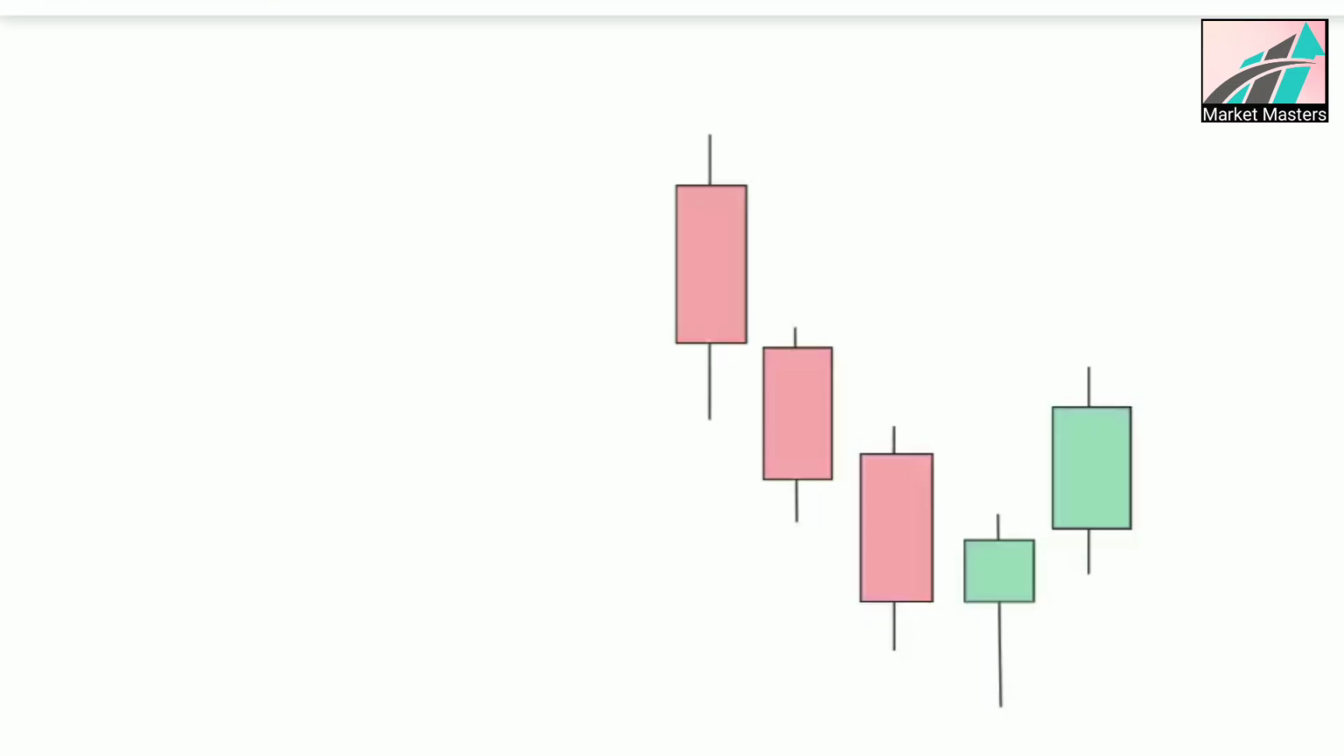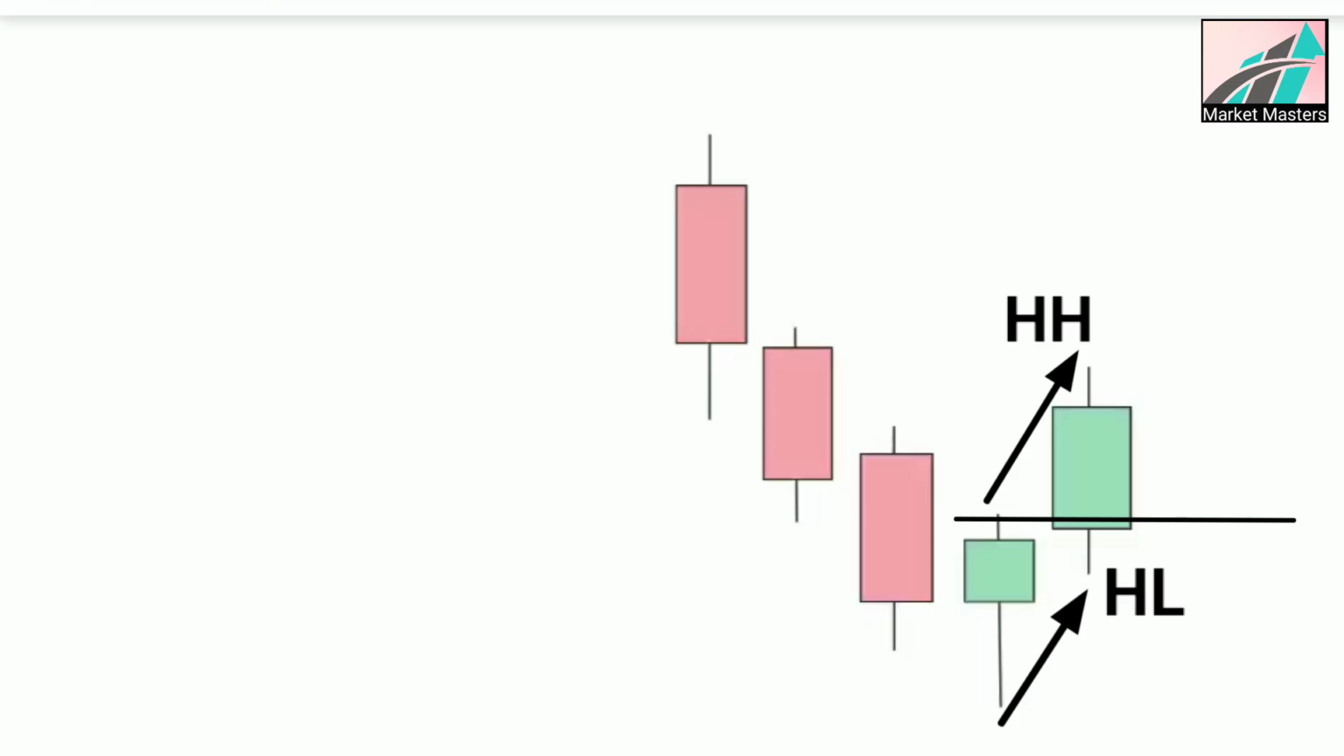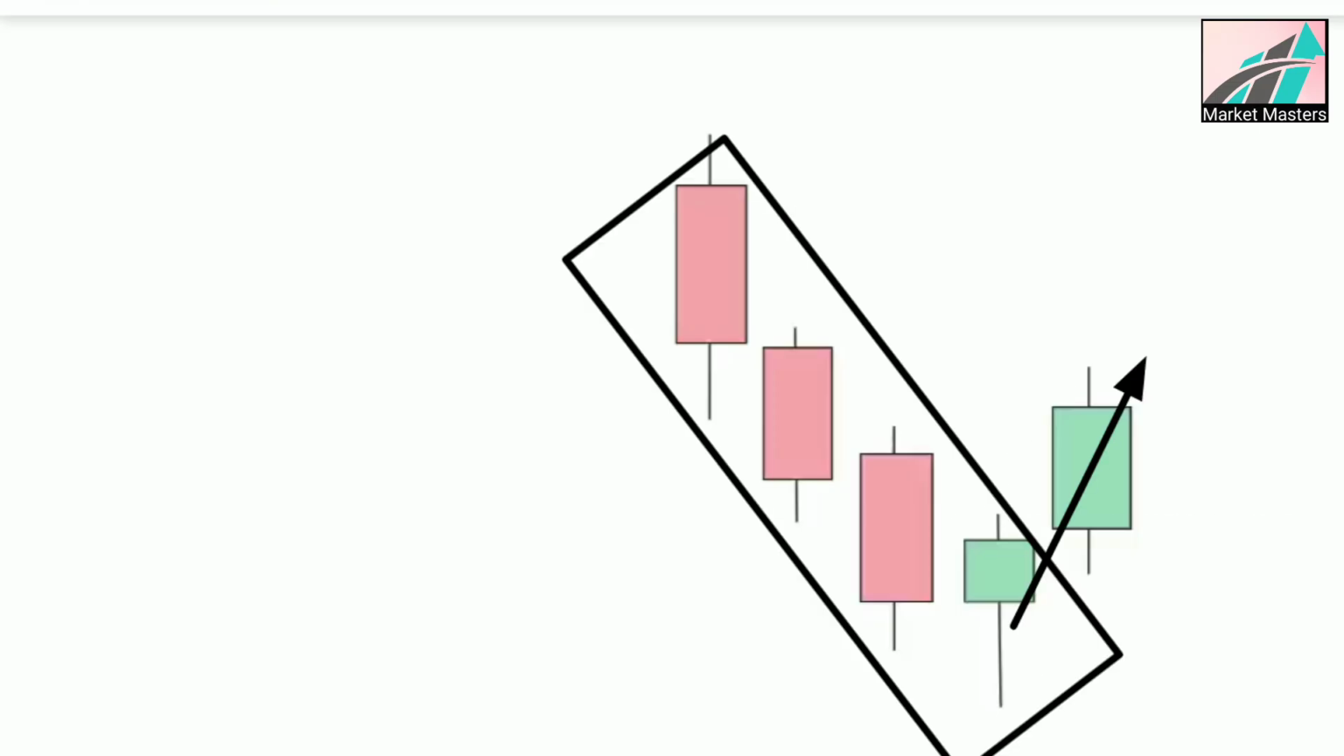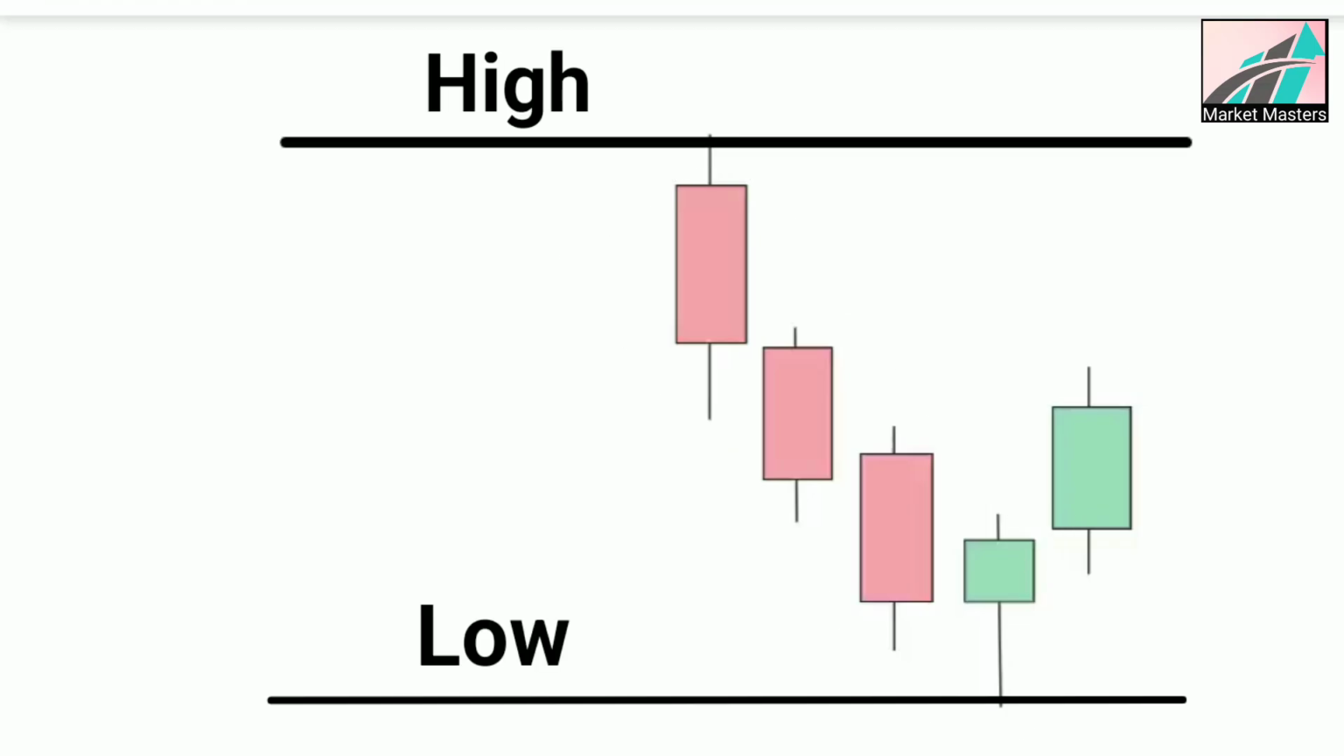After this hammer candle, the next green candle breaks the high of the hammer and forms a higher high. Also, its low is higher than the previous hammer's low. From a candle by candle perspective, this makes a trend change. We are analyzing the structure candle by candle, observing small shifts in momentum.